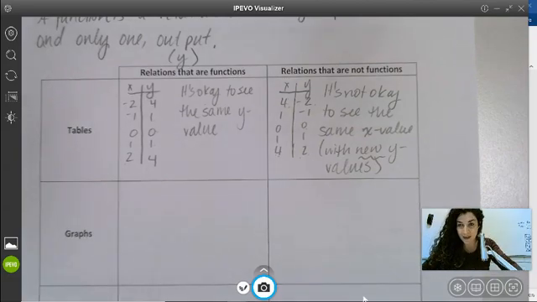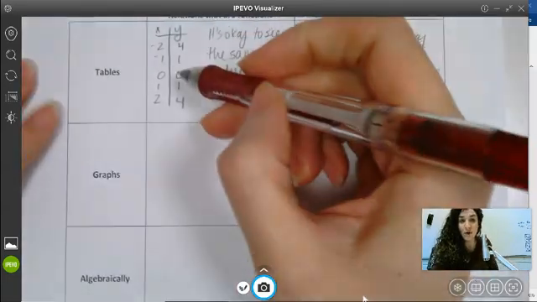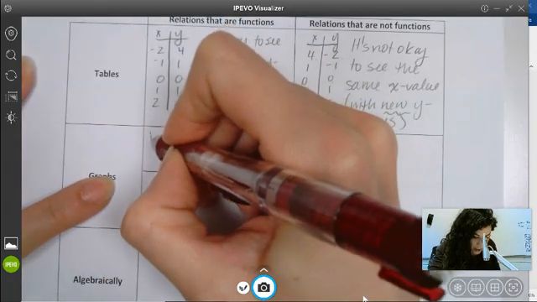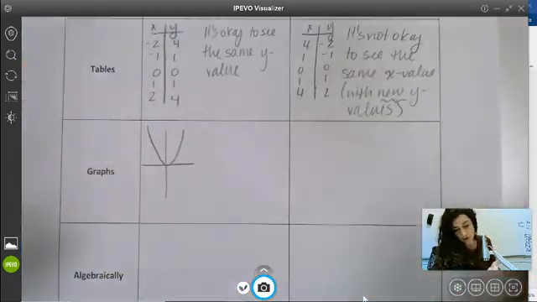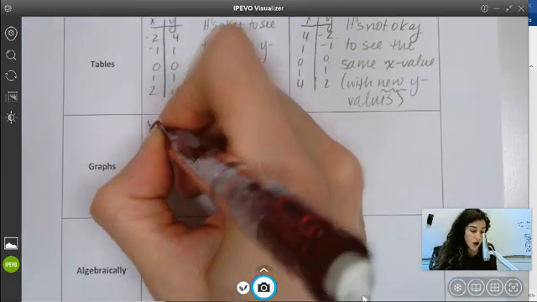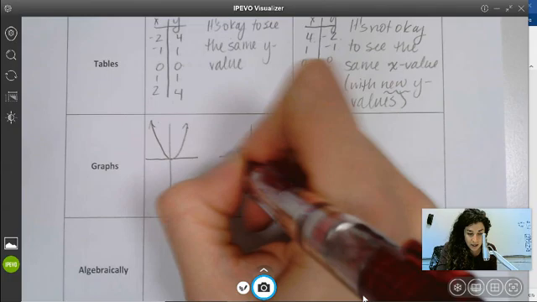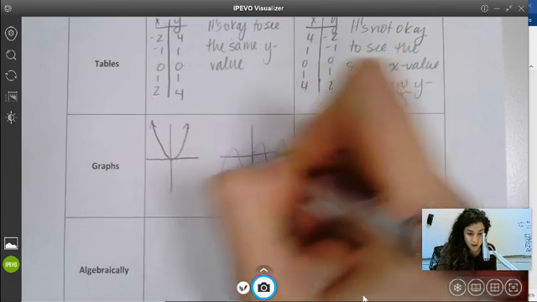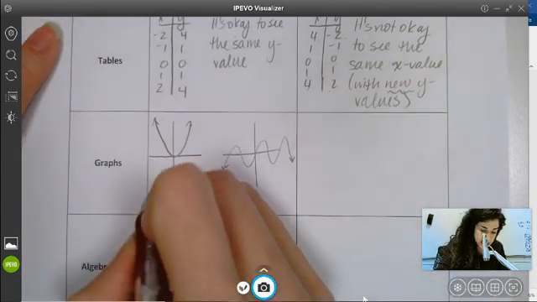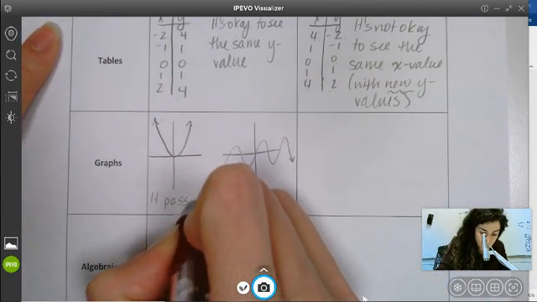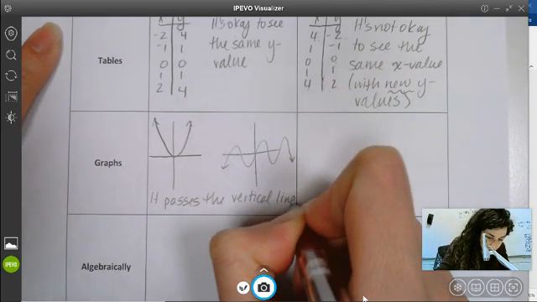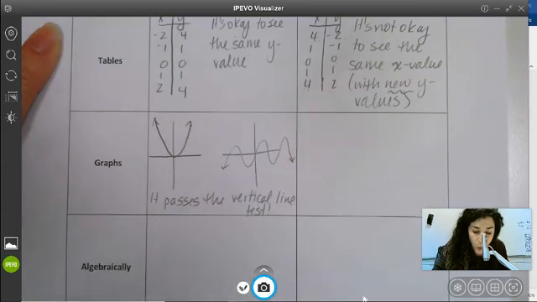Okay, let's talk about a graph. Let's graph what this would look like. Your parent function for quadratic, which is what that table of values is, looks something like that. And that is what a function looks like on a graph. You can even have functions that look like this. All of those are functions, and how we know that it is a function is that it passes what we call the vertical line test.